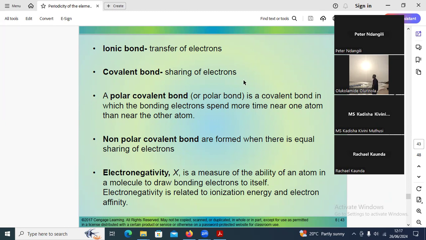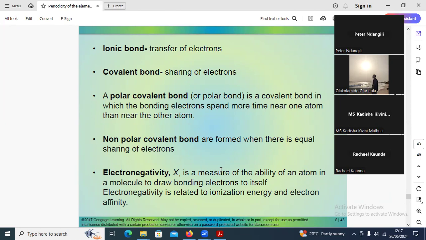And we can have two types of covalent bonds. Polar covalent bonds, which is formed when the bonding electrons are closer to one atom than the other. And I illustrated this when I talked about the hydrogen and the chlorine. Because hydrogen is less electronegative, chlorine is more electronegative, and therefore the bonding electrons are going to be closer to chlorine than they are to the hydrogen. Therefore, hydrogen becomes partially positive, chlorine becomes partially negative, and we end up having a polar covalent bond.